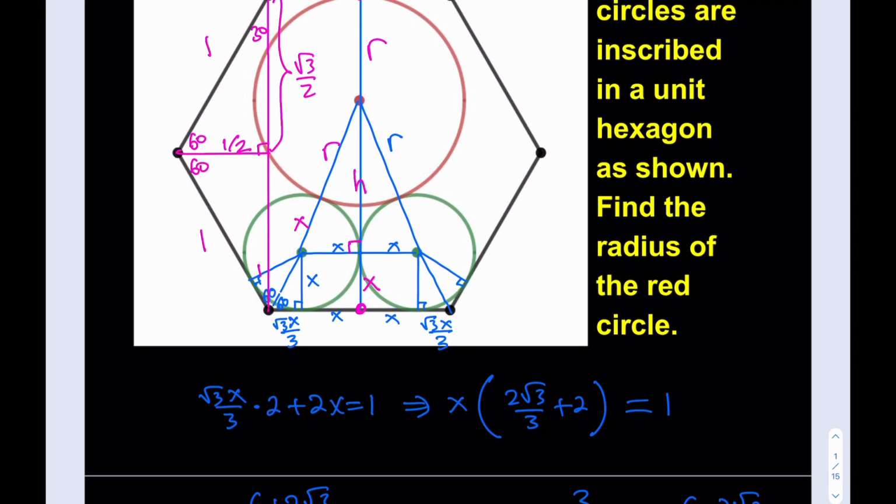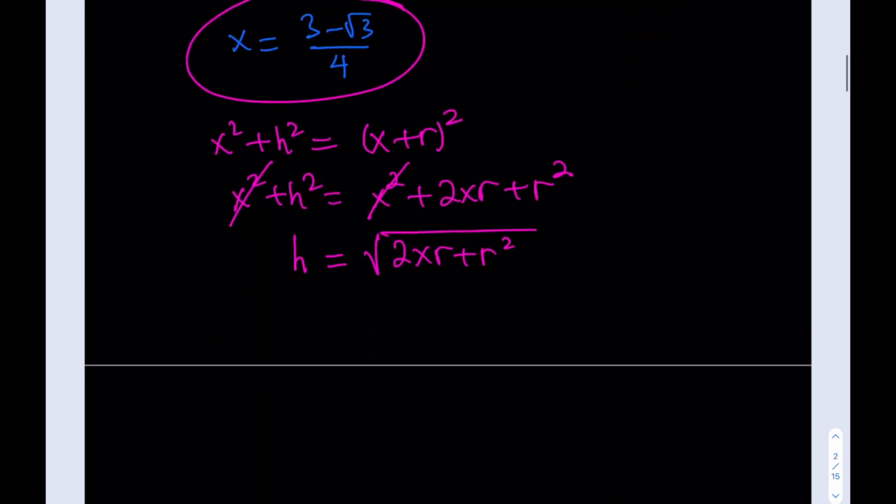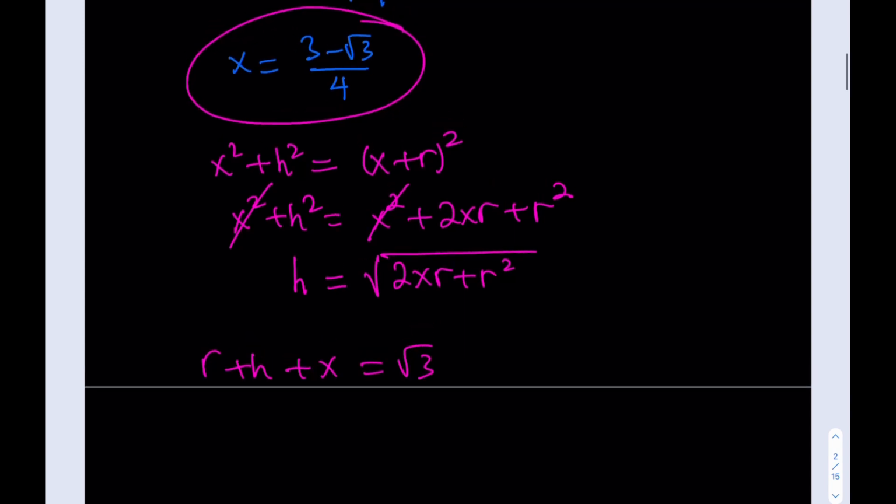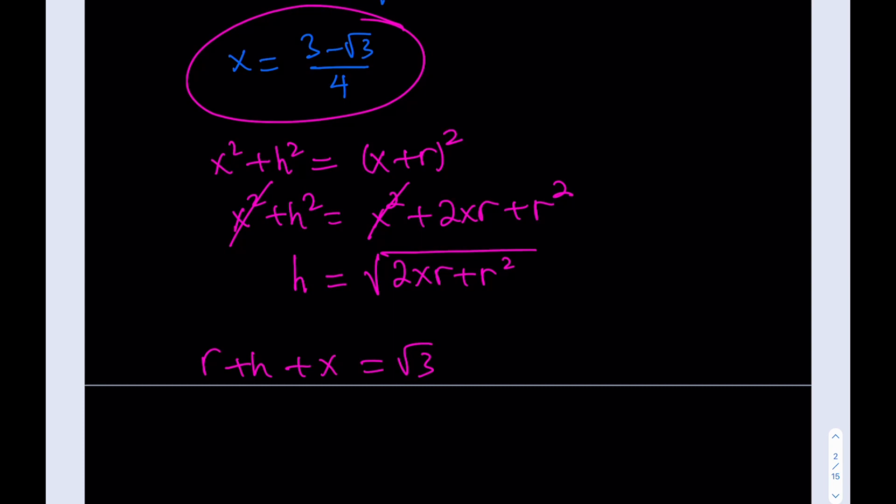So what am I adding? r plus h plus x, right? r plus h plus x is equal to root 3. And I do know the value of x. So I can just go ahead and plug that in and find the value of r from here. We already have the x. Okay, awesome. So the next level is going to be solving for this system. We have 3 variables, but x is known, and we have h in terms of x and r, so h is written in terms of r, and we do have another equation that relates h and r, and so on and so forth.